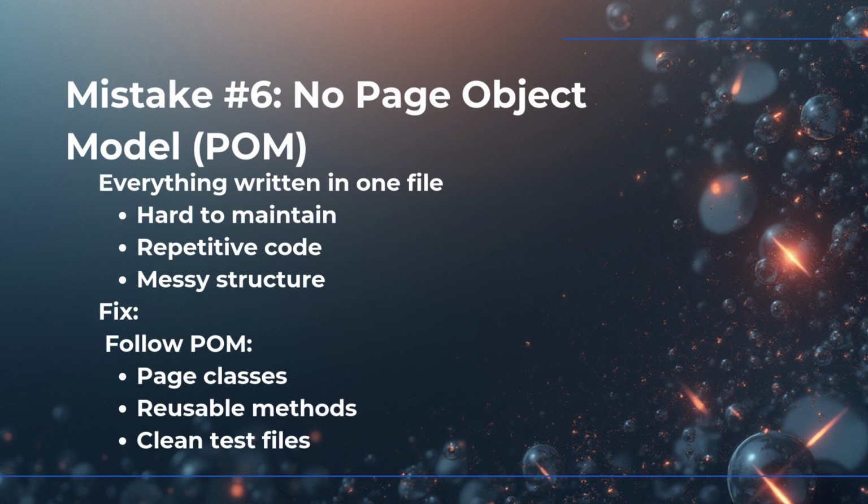How do we fix this? First of all, understand what the Page Object Model is thoroughly, why it is there. Okay, this is a design pattern. So we use the Page Object Model: one class per page, reusable web element locators which we can reuse over and over again, reusable actions like click, input, verify, and clean test methods. If we are using these fixes, this instantly makes your code professional and scalable.